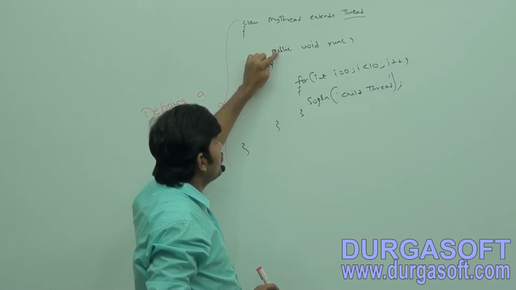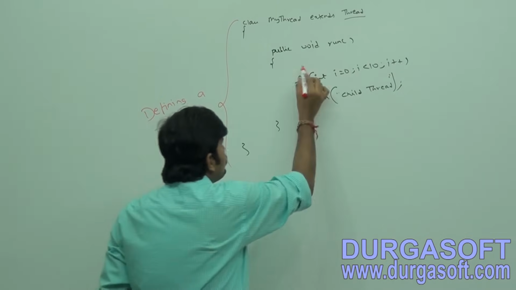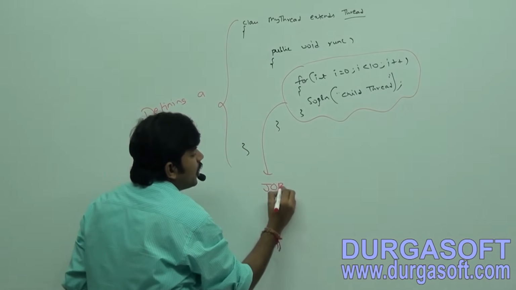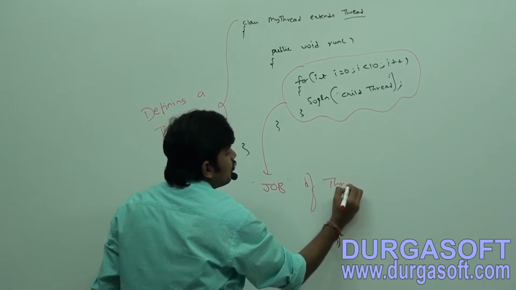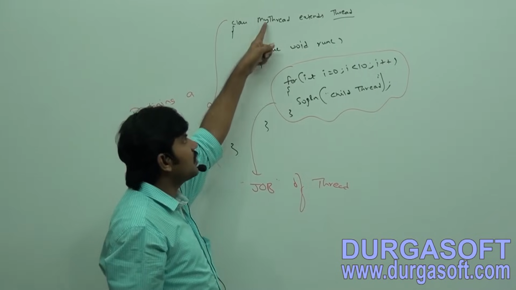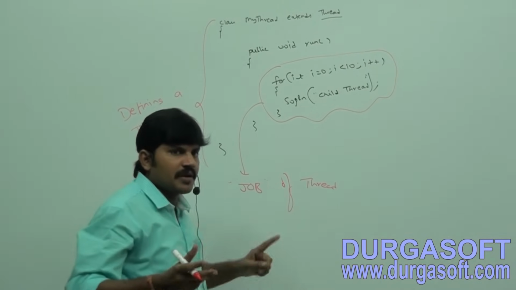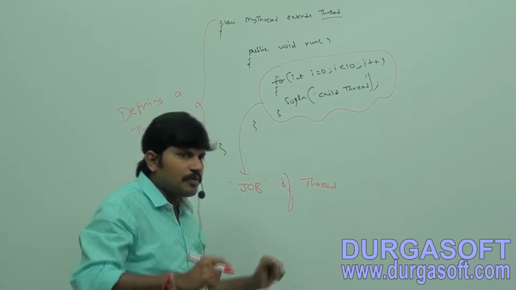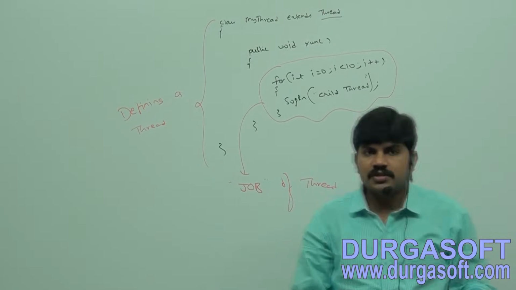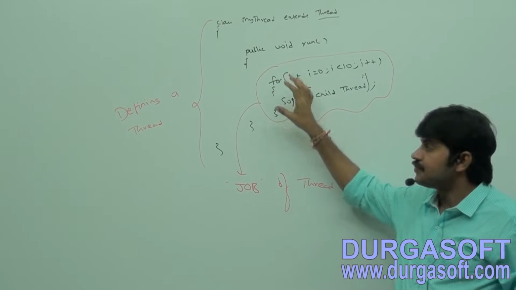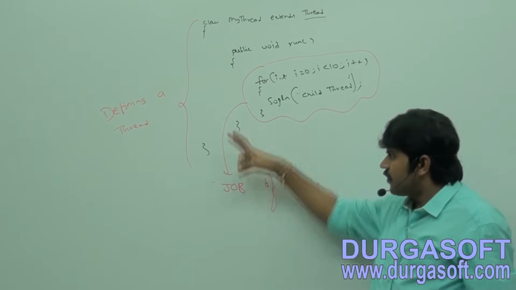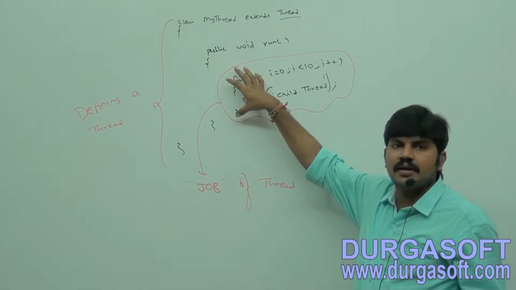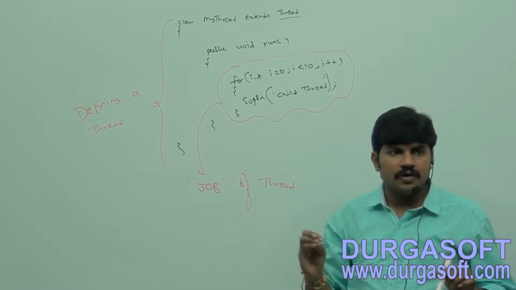Next, whatever code we took within the run method, this code is called the job of the thread. If I start this thread, which job is this thread going to perform? This job. Is it clear for all of you? So, what is a thread? How to define a thread? And where can we define the job? Inside the run method. Whatever code is inside the run method is called the job of the thread. Clear for all of you?